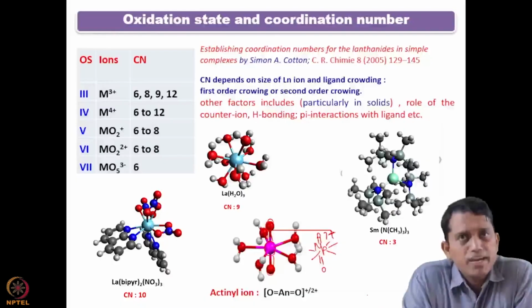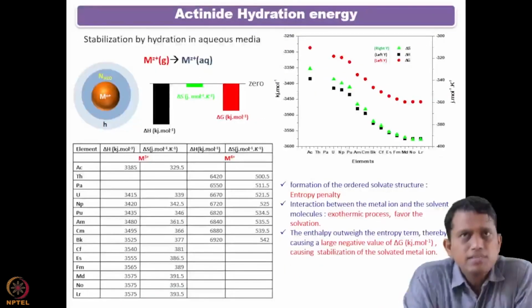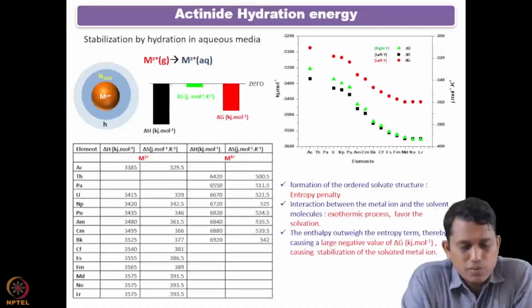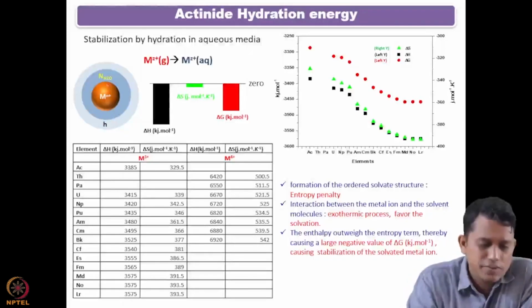So with the knowledge of hydration and the coordination number, let's try to understand the thermodynamics of hydration. As we have seen, when you put any gaseous ion, or an ion in the gaseous state, into the aqueous system, there is stabilization, or the overall delta G becomes more and more negative. We have also seen that when you have an ion, there is a hydration sphere.